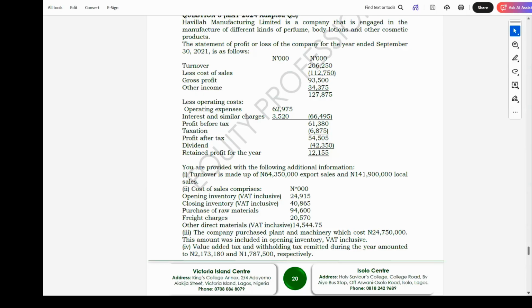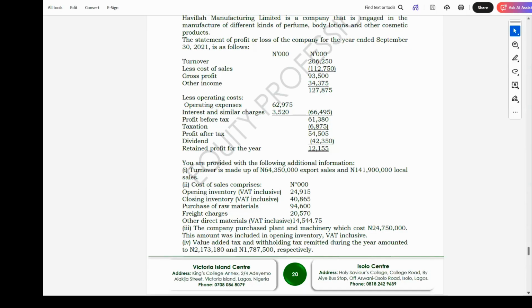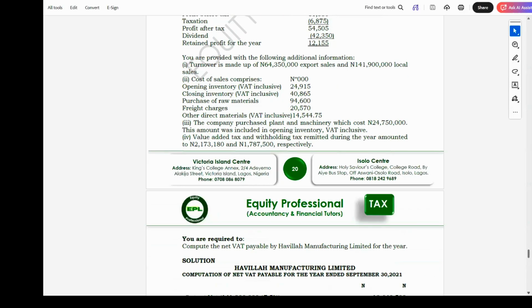Value-added tax and withholding tax remitted during the year amounted to 217,380 and 1,787,500 respectively. You are required to compute the net VAT payable by Avila Manufacturing Limited for the year. We have to compute the net VAT payable.